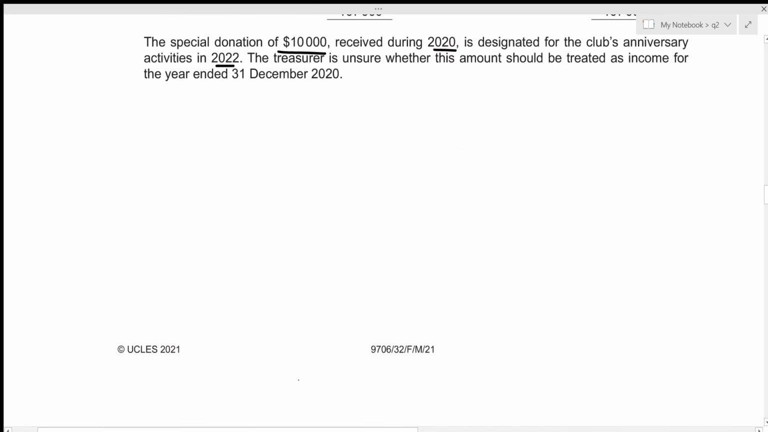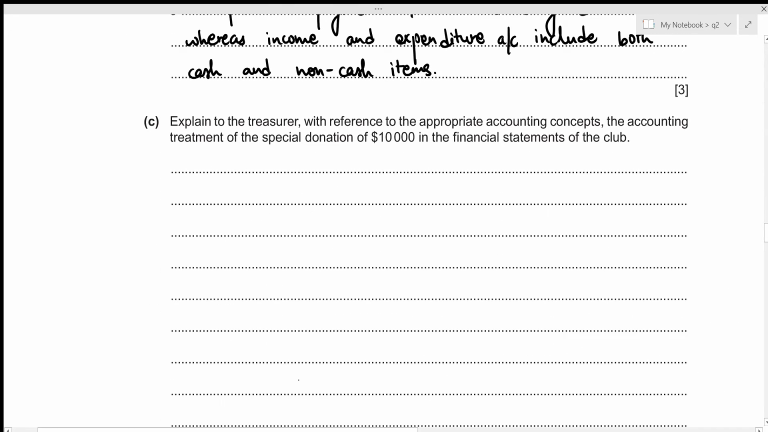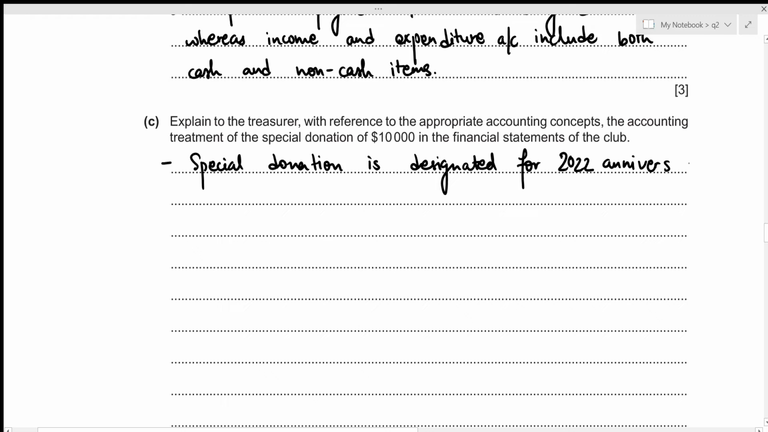The treasurer is unsure whether this amount should be treated as income for the year ended 31st December 2020. Okay, so we also need to refer to our accounting concepts, right? So in this case, there is a special donation that is designated for 2022 anniversary activities, but it is being received in the year 2020. And there is a conflict whether to deduce it as an income of this particular year or not, right? So I'm just going to first write down the scenario. Special donation is designated for 2022 anniversary activities.